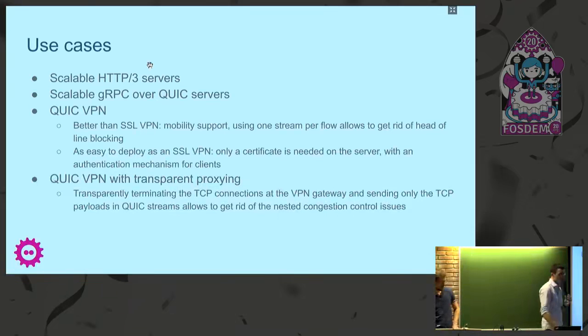And also it's not harder to deploy because you just need a certificate for your server and an authentication mechanism for your clients. A funny trick we were experimenting with for the QUIC VPNs was to transparently terminate the TCP connections at the VPN gateway, meaning that the VPN gateway will actually hijack the connection and only send the TCP payloads, the TCP data stream, into the QUIC stream instead of encapsulating the entire packet. This has a nice property of getting rid of the nested congestion control issues, but we are getting also into dangerous middlebox territory here.